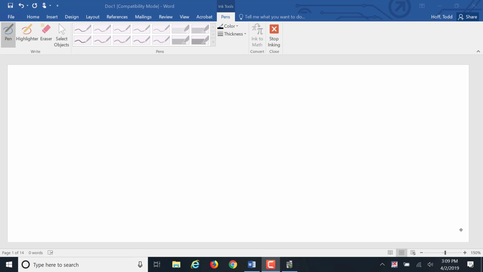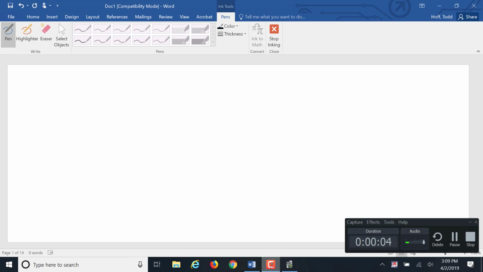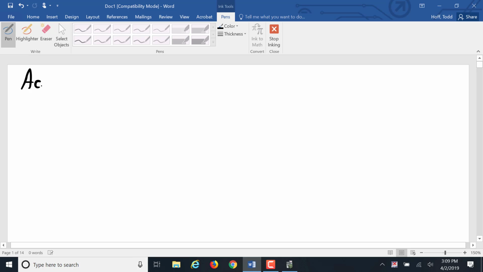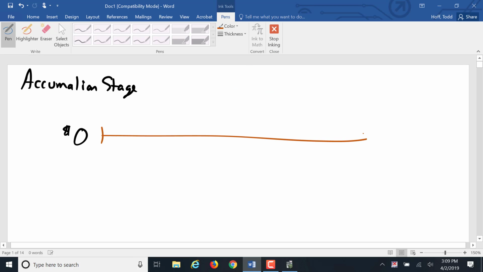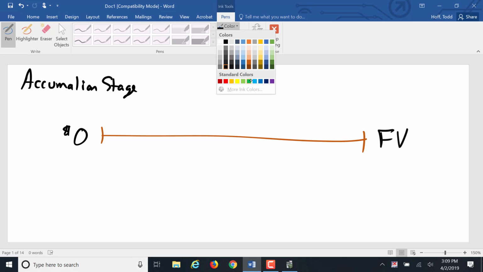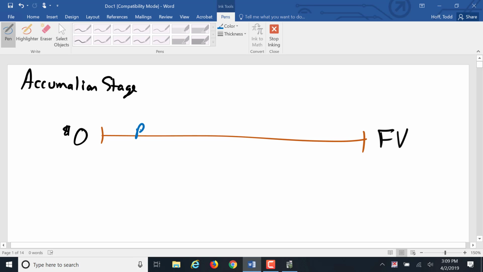So far we've looked at annuities in two different stages. We looked at the accumulation stage, where you are paying in and increasing the balance. So we're starting with a zero balance, and we're working up to an end payment where we have a future value of some sort. And then, of course, in between there we have payments going in and interest going in at regular periods.